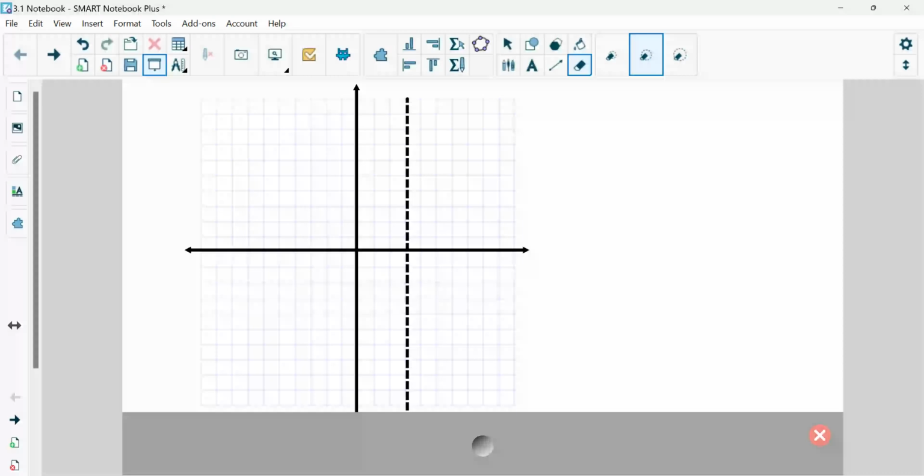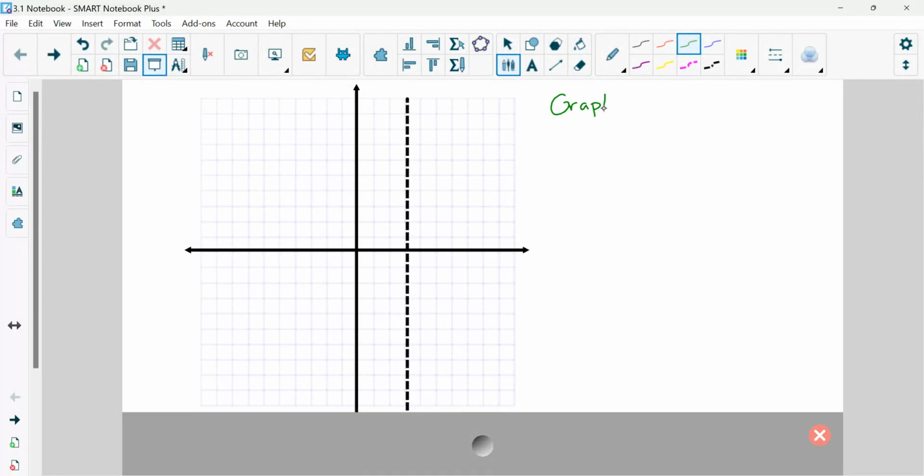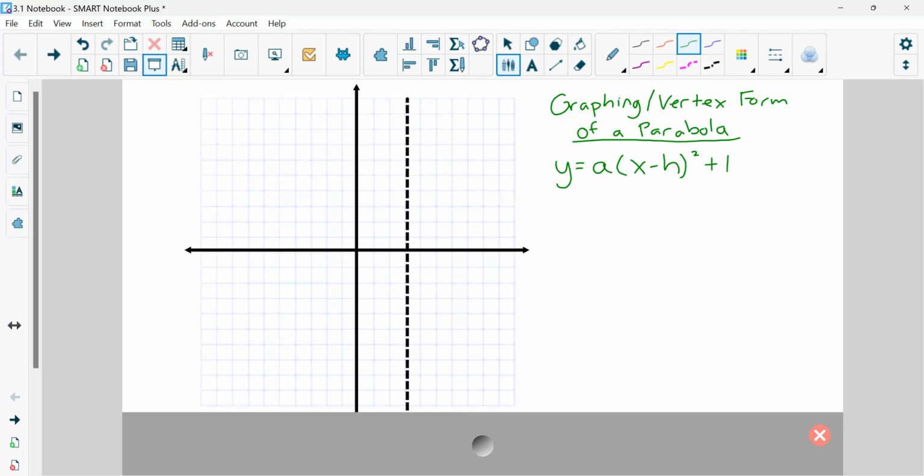All right, so first thing we're going to look at is the graphing form or the vertex form of a parabola. So you may hear it both ways. And that form is the form that we did when we did parent graphs, so the one with the h and k. So y equals a parenthesis x minus h squared plus k.